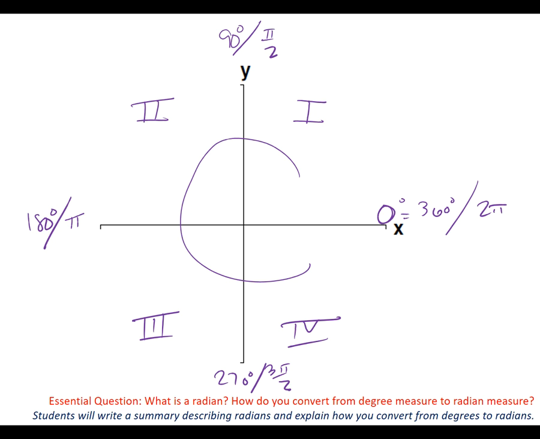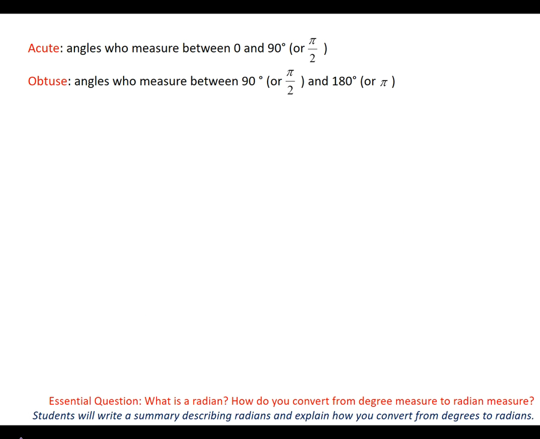Okay? So we're going to do some counting next. We're going to be able to check our counting because we know that half a revolution is pi and a full revolution is 2 pi. When we get to those marks on there, we should be able to reduce to those things.